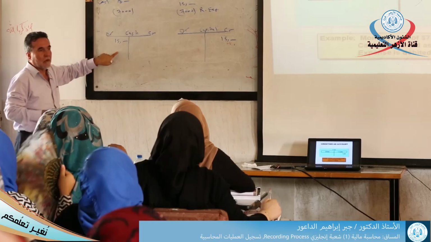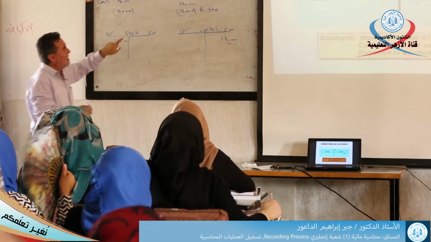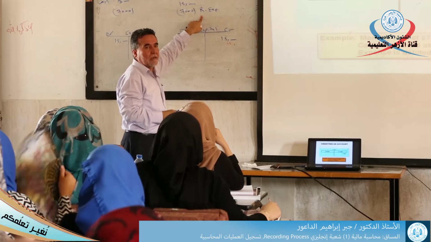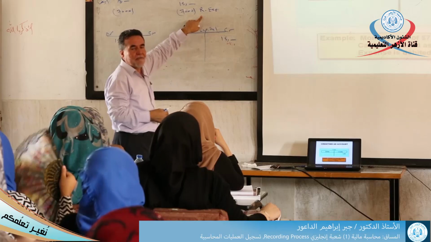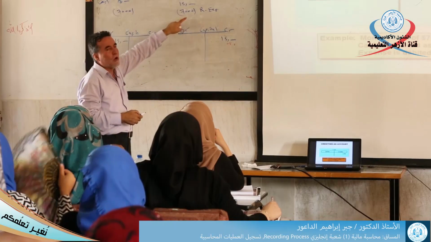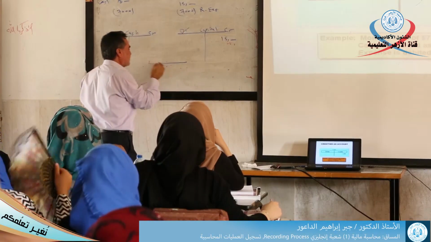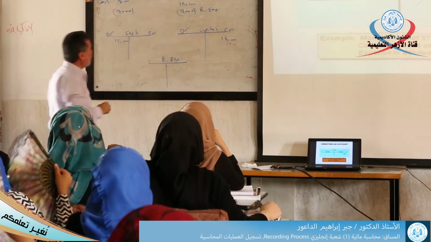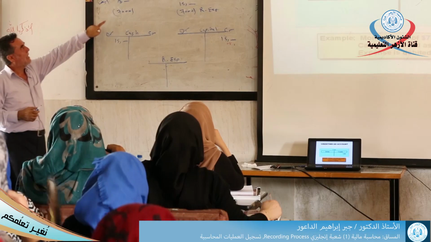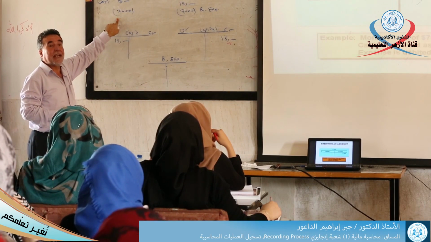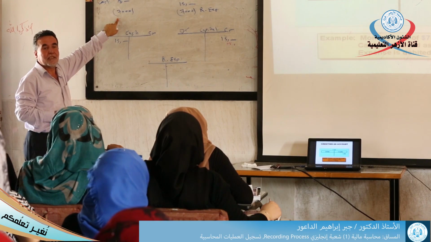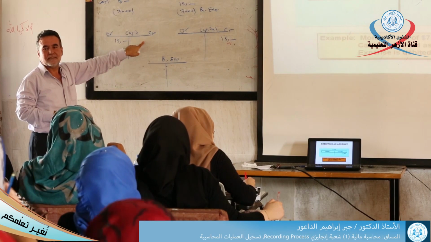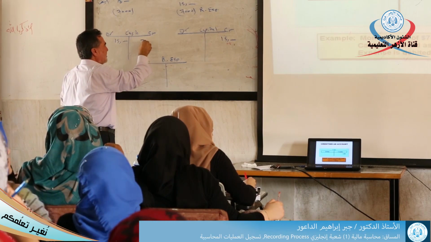So also this transaction has two sides or two accounts: cash account, which already exists, and rent expenses account. So now I have a new account, which is rent expense. Cash increased or decreased? Decreased. So a credit side, 7,000.